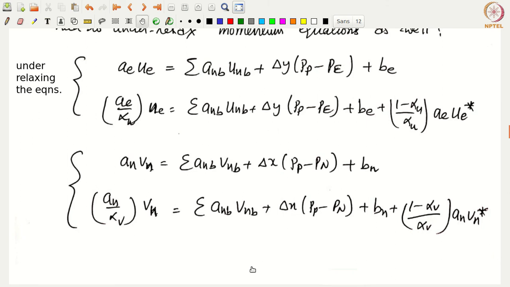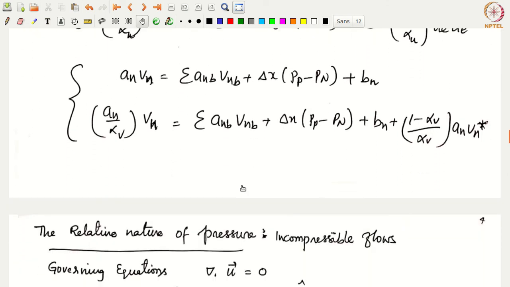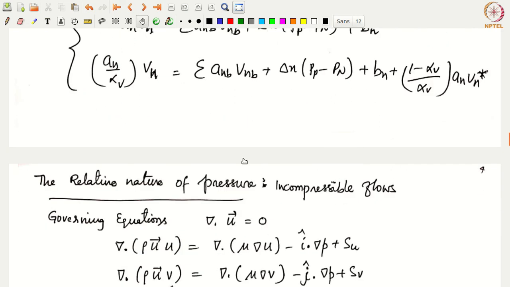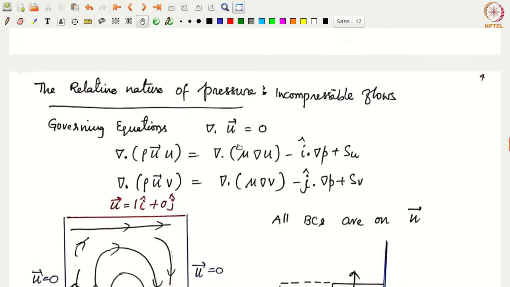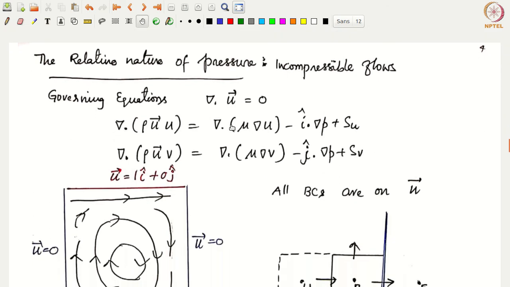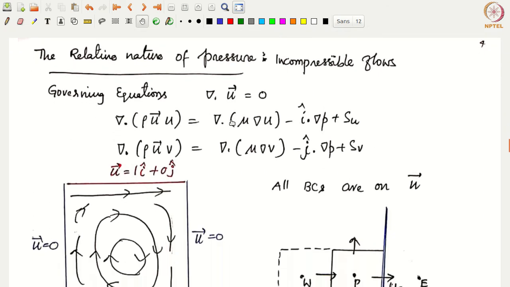All right. Now let us look at a couple of things. Before we go on to the boundary conditions, we will look at the relative nature of the pressure in incompressible flows. In this we will also invoke a little bit about the boundary condition, and thereafter we will look at the complete set of boundary conditions that we can apply in the solution of fluid flow equations.